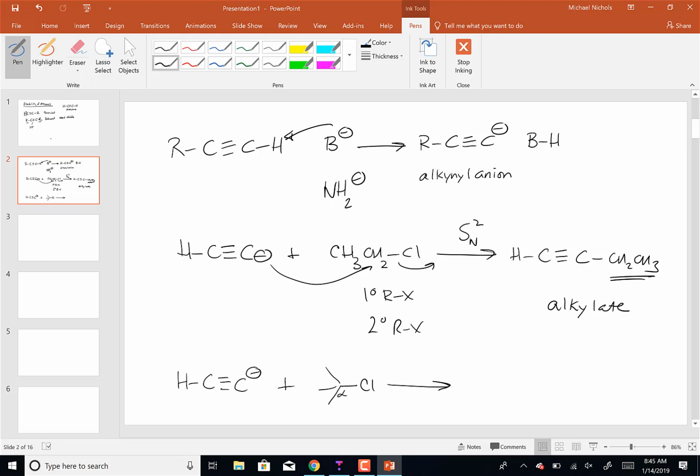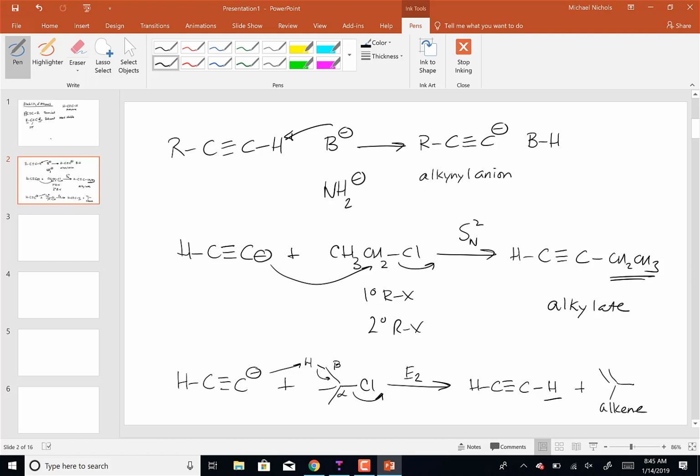Remember, this is the alpha carbon. This is the beta carbon. That's the beta hydrogen, so it's going to come in and grab the beta hydrogen. The pair of electrons are going to move there. The chlorine gets kicked off, so that we end up protonating the alkynyl anion, and then we end up with our alkene. So this did an E2 mechanism.